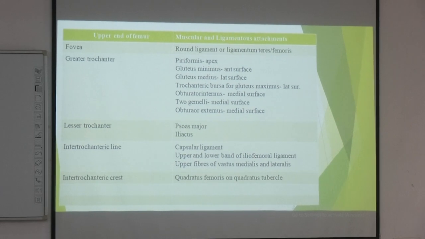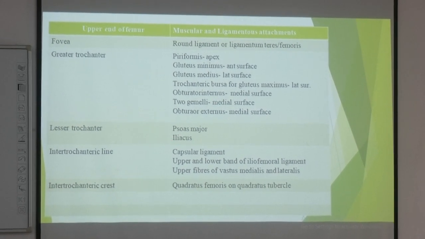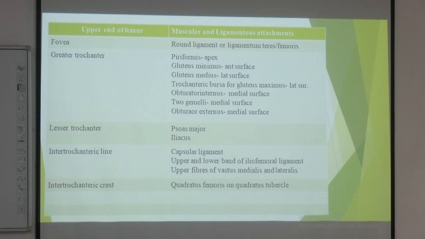Next we focus on the lesser trochanter. The lesser trochanter gives attachment to muscles we call the iliacus and the psoas. They come together from the hip bone, and together we call them the iliopsoas. The P is silent in psoas, right? So we call it psoas. P is a silent letter.